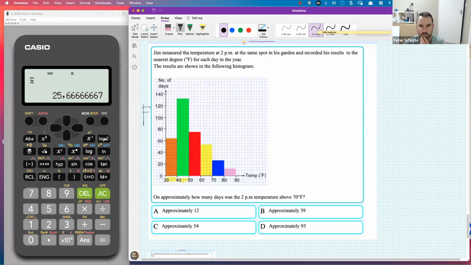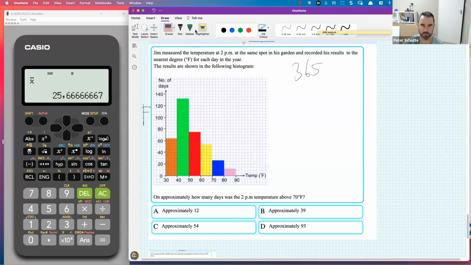It says, Jim measured the temperature at 2 p.m. at the same spot in his garden and recorded the results to the nearest degree for each day of the year. And they're using the Fahrenheit scale, which is a different scale. The results are shown in the histogram. Because it's a whole year, there's only going to be 365 possible items. And I would call this the modal interval because it's occurred the most often.